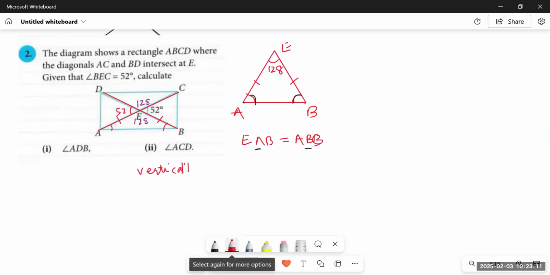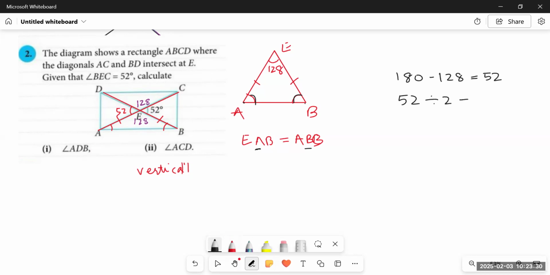Since these two angles are equal to each other, how can we find this angle? First we will subtract the given angle from 180 degrees. We will get 52. And in the next step, we will simply divide 52 by 2. We will get 26 each. It means each of the angles is 26 degrees. You see, both of the angles are 26.